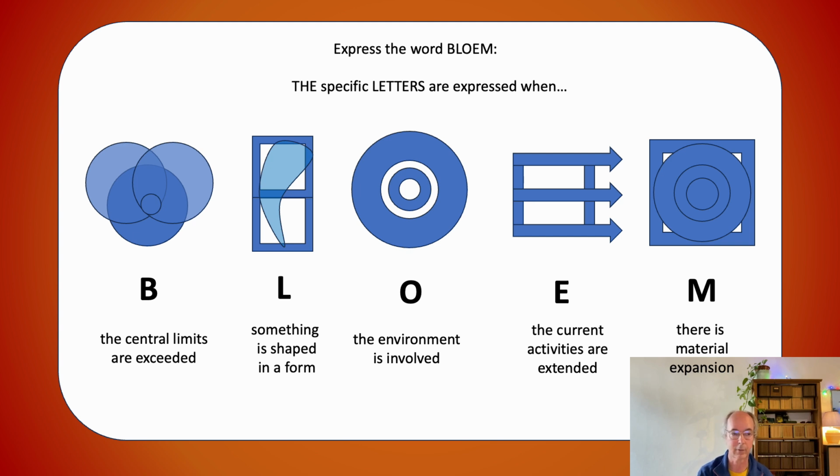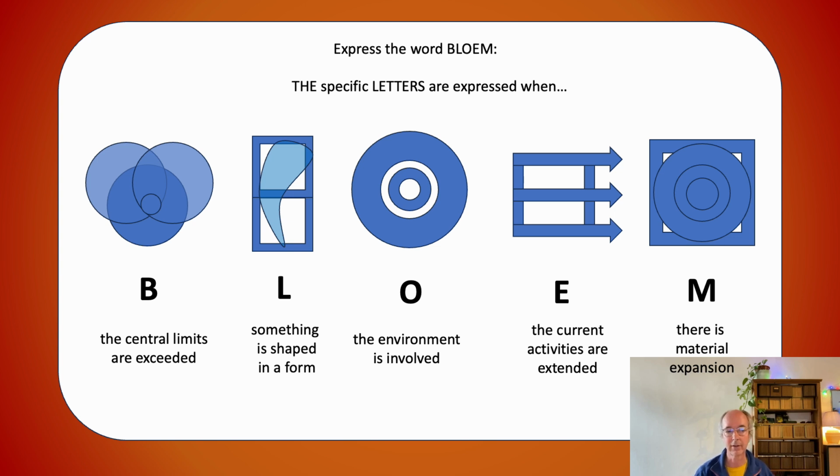process and so on. So all these specific letters are expressed in a condition. In a certain condition, most of these letters are about a certain growth process, all in a different way, and it makes it easy to draw them. I have the B, which is expressed only when central limits are exceeded. So when you have a situation where there is a change and the limits from within are extended.